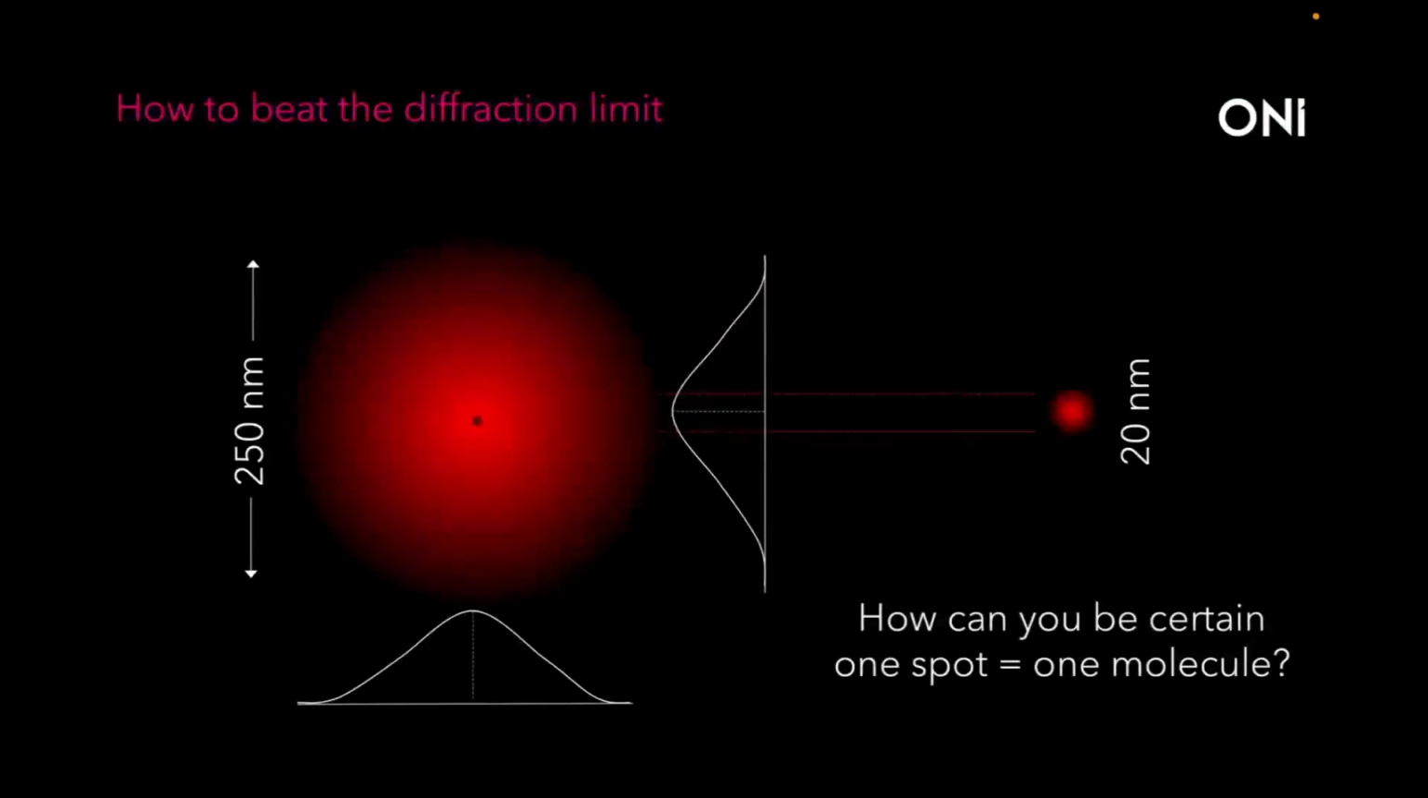So the question there is, how can you be certain that one spot is one molecule? In the image I just showed you, there's no way to be certain that one spot is one molecule because it's essentially a carpeted fluorescence. So there's no way to distinguish one molecule from another. But there are tricks that will allow you to be confident that each spot you're looking at is one molecule, and thereby localize it with a very high precision that is down in the low nanometer range.